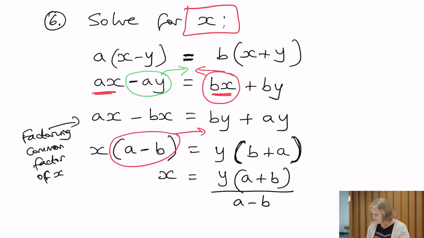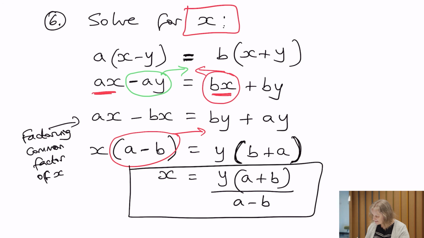We can actually leave those so that we have our solution now: x is equal to a fraction on the right-hand side. The fraction is y in the numerator with the bracket a plus b, all over the denominator of a minus b. So now we've answered question 6. We've solved and isolated for x. We've got all of those terms correctly on the right-hand side.